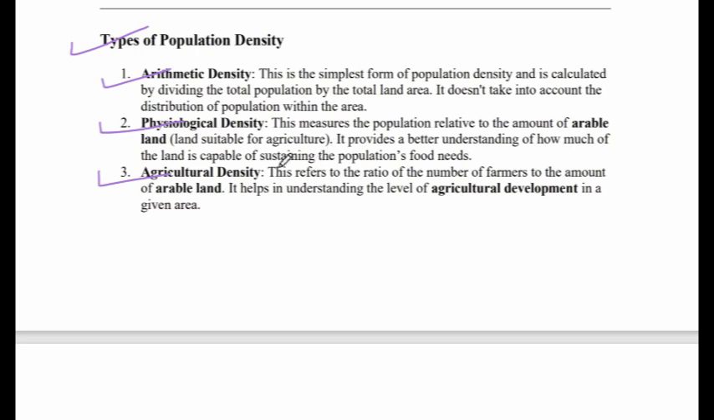मतलब जहां पे एग्रीकल्चर कितना एग्रीकल्चरल लैंड है वो एरिया को सस्टेन करने के लिए। मतलब सपोज आपका एक स्क्वायर किलोमीटर में से 25% ऑफ 1 स्क्वायर किलोमीटर इज एरेबल, तो वो हिसाब से वो डेंसिटी देखता है कि 25% लैंड 100% वो डेंसिटी को फूड दे सकता है, वो हिसाब से। एग्रीकल्चरल डेंसिटी, this refers to the ratio of number of farmers to the amount of arable land.